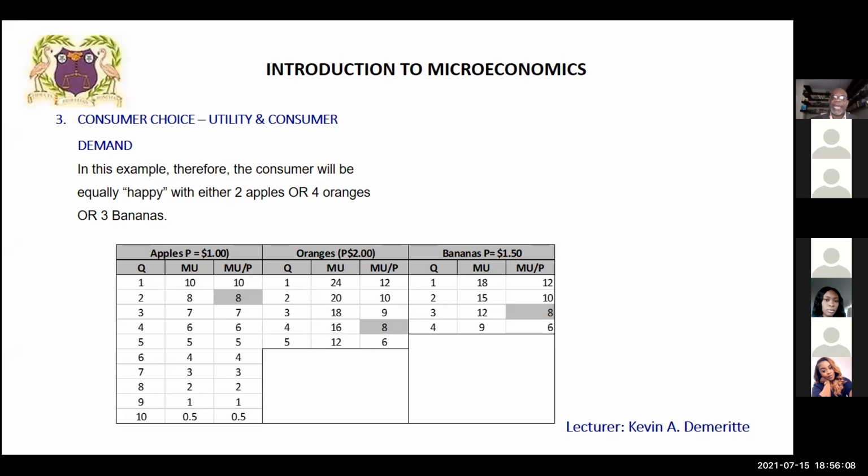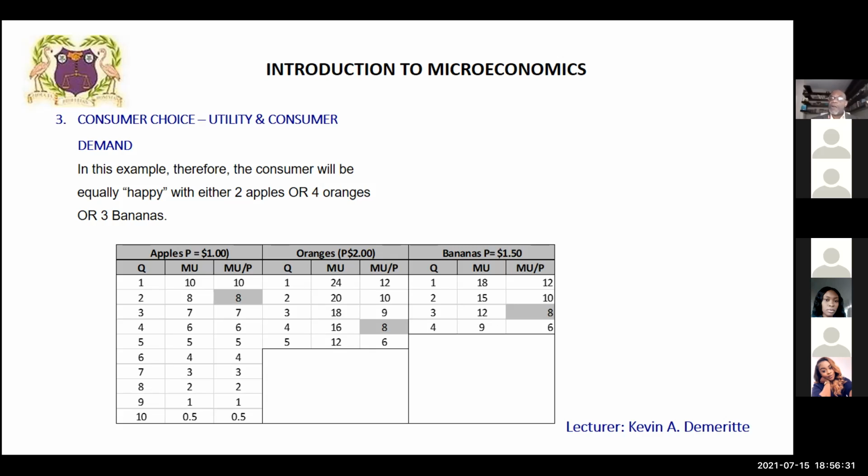And we go down the line. And if you notice, each time we buy and consume an additional apple, we get less and less enjoyment from each additional apple. Until by the time we get to that 10th apple, we get a measly 0.5 marginal utility or satisfaction or enjoyment. We barely get any enjoyment from that apple.